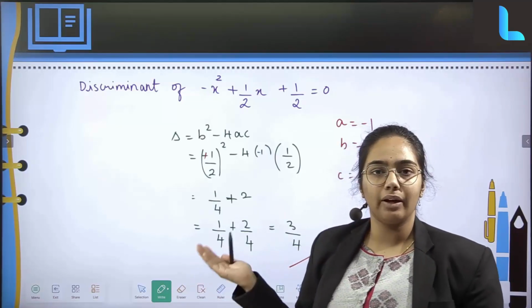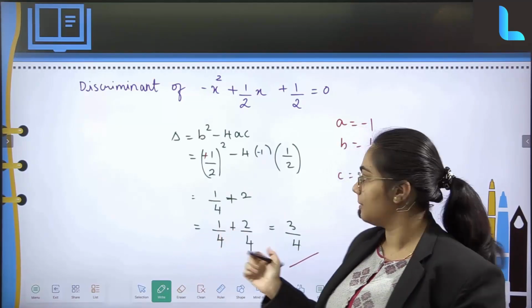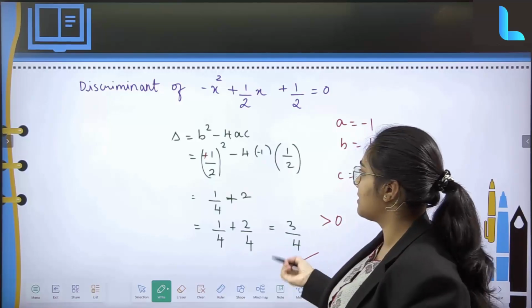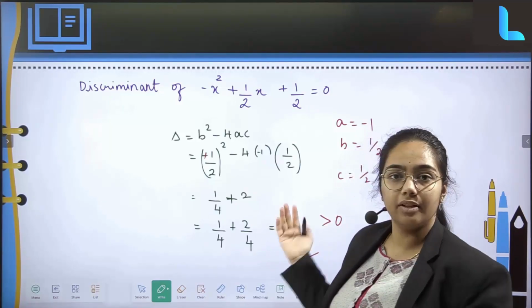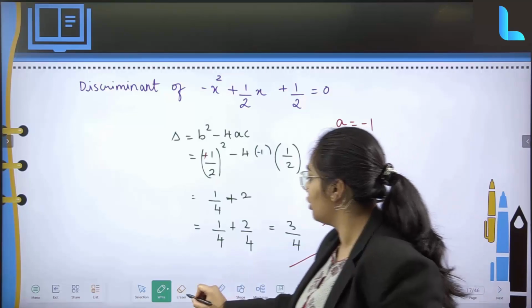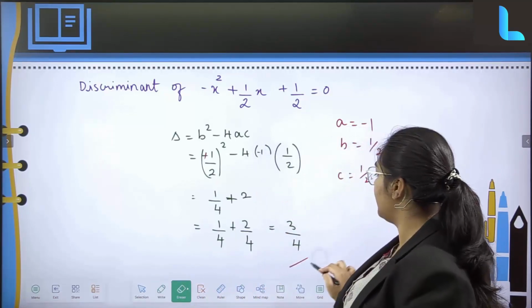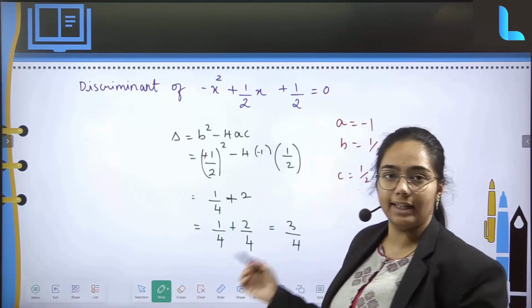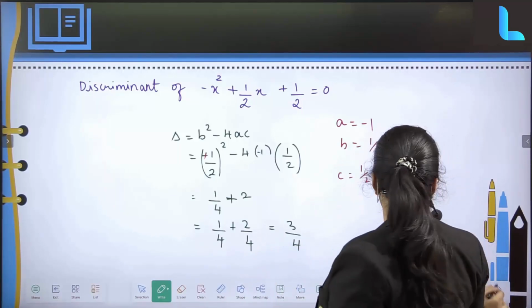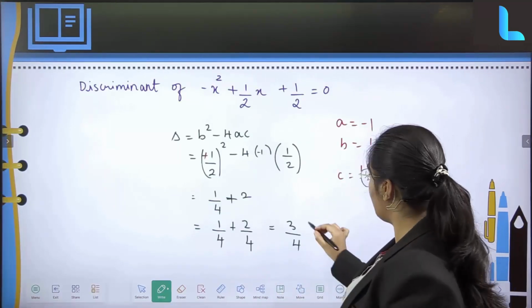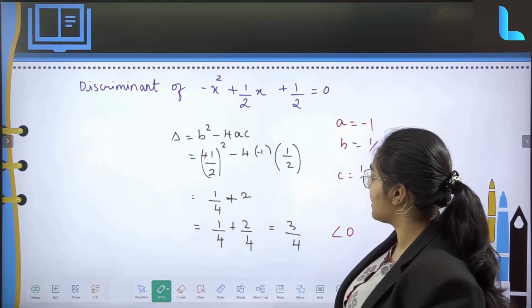They have just asked me to find the discriminant. They haven't asked if it is greater than 0, but still we can write that it has real roots. It is like you're having distinct roots. It is going to be greater than 0. It is not equal to 0, it is greater than 0. 3 upon 4, if we solve for it, it is going to be greater than 0.